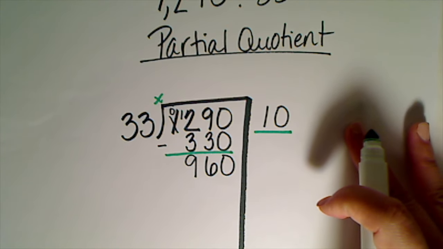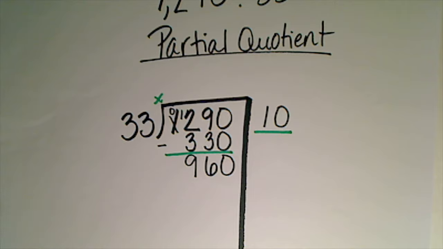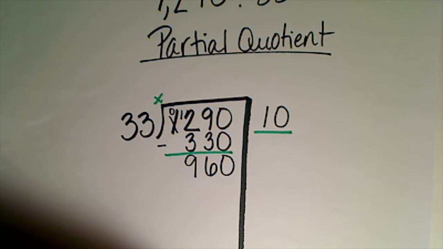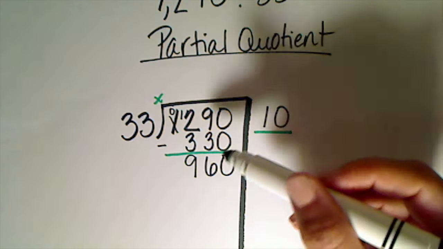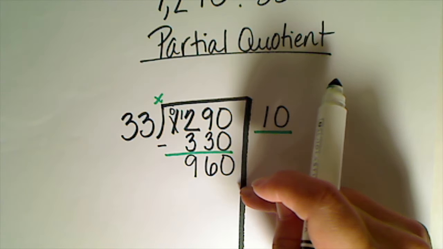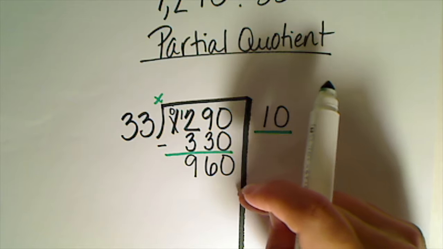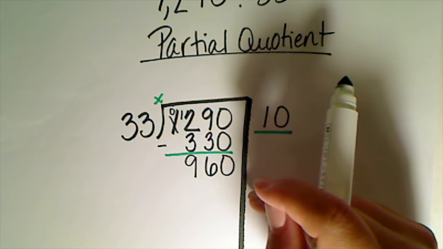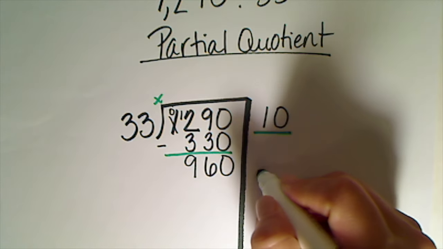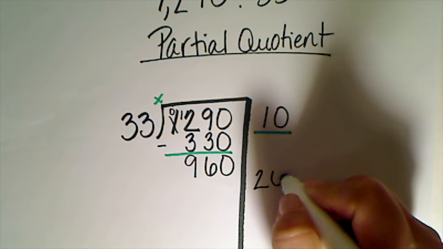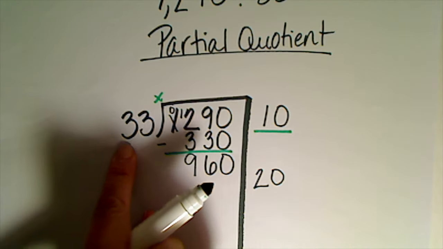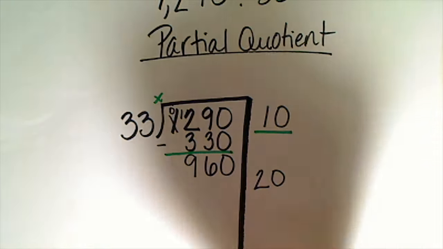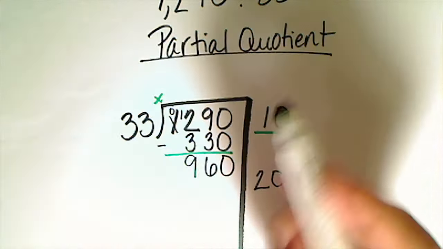So, we're still not there yet, are we, guys? Okay. So, we did 10. I know 330 can be taken away from 960. Let's try multiplying by 20. 20 times 33 gives us 660.